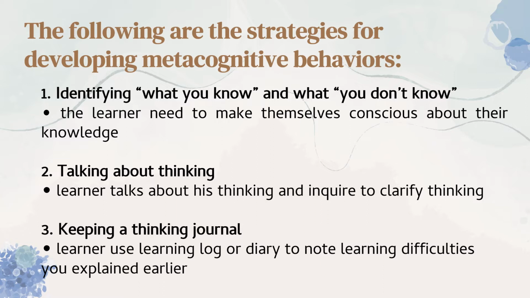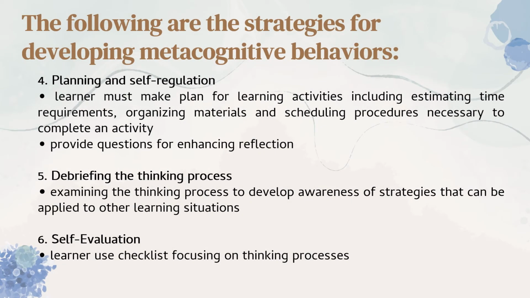Number 3, keeping a thinking journal. Learner uses a learning log or diary to note learning difficulties you explained earlier. Number 4. Planning and self-regulation. Learner must make a plan for learning activities including estimating time requirements, organizing materials, and scheduling procedures necessary to complete an activity. Provide questions for enhancing reflection.